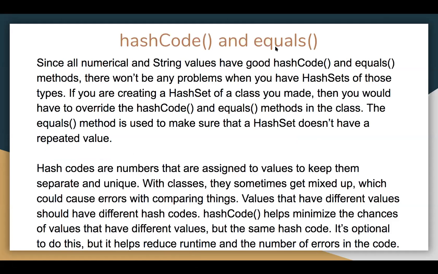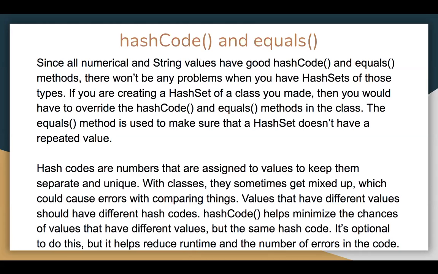Okay, so hash code and equals. Since all numerical and string values have good hash code and equals methods, programmed directly into them, there won't be any problems when you have hash sets of those types. But if you are creating a hash set of a custom class you made, then you would have to override the hash code and equals method in that class.